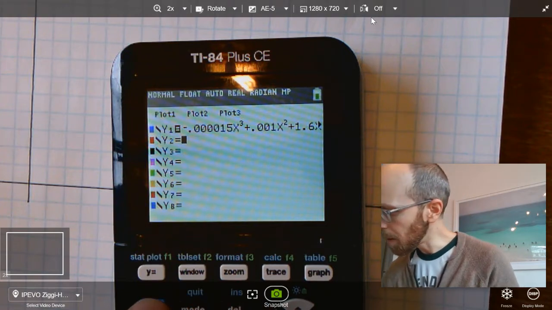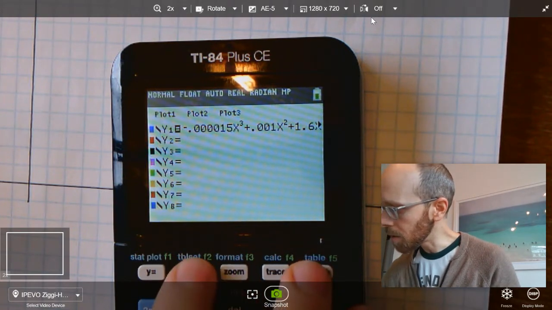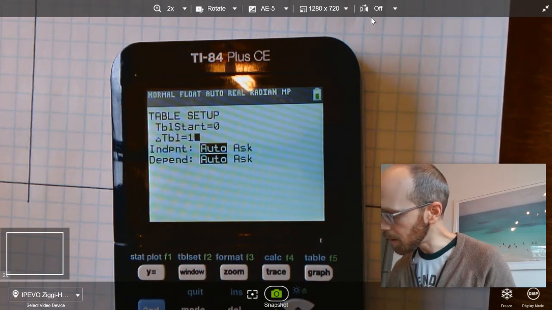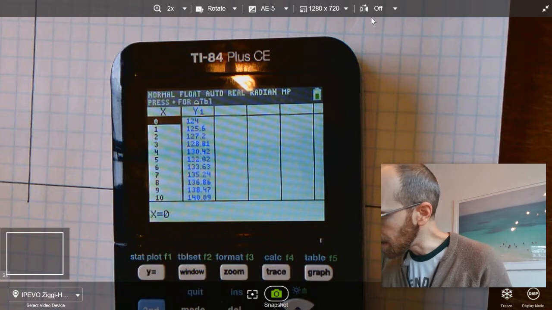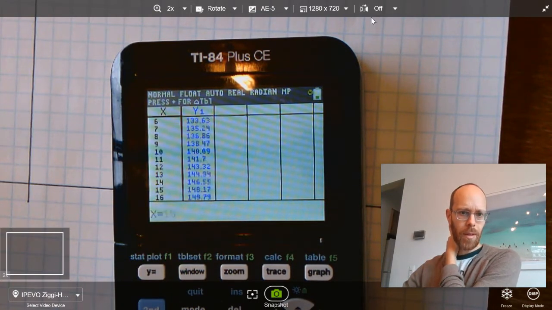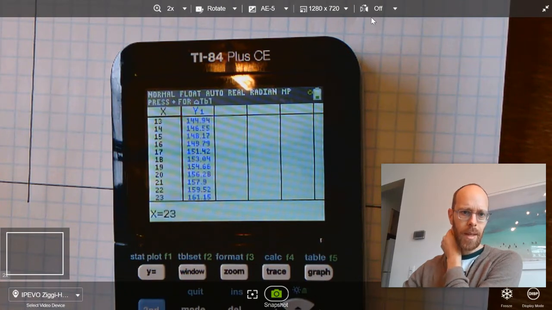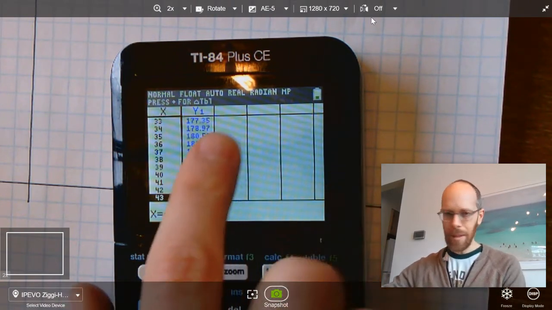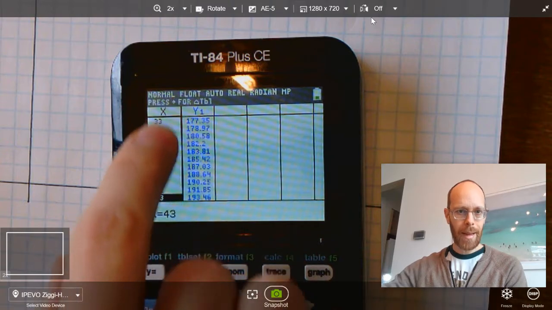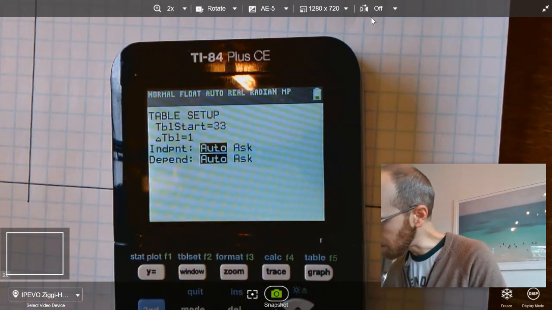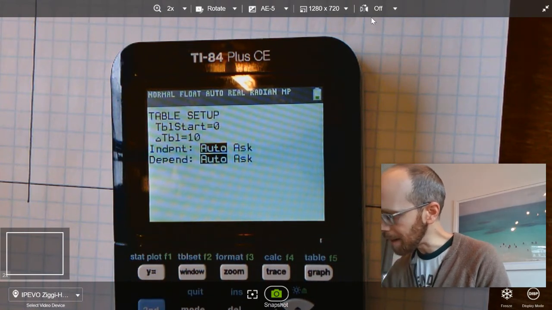So what I want to do instead is go to our table here, and I'm going to start at 0, and I'm going to move by 1. And I'm going to look at the y values here. So I can see that the y values are growing as time goes by. And they're growing kind of slowly. Maybe I would like to move by an interval that's larger than 1 here. In fact, I'm going to go back to table set. I'm going to say, what if we start at 0 and we move by tens?